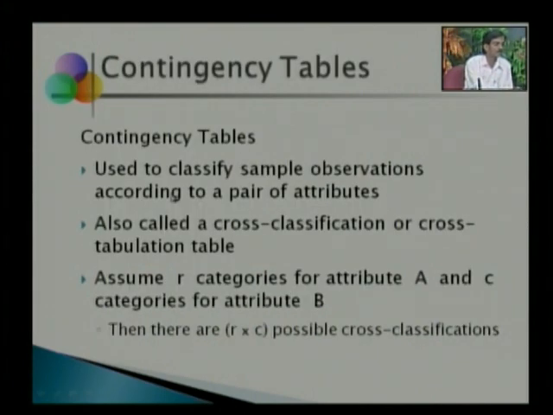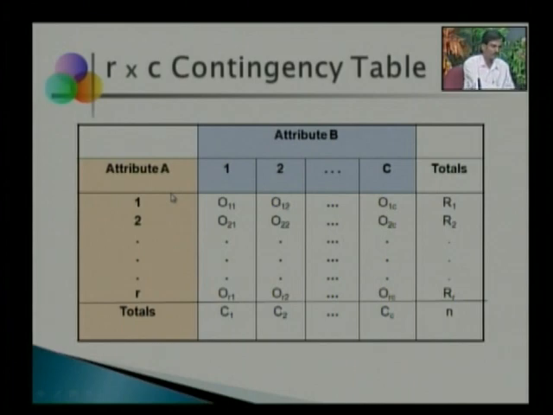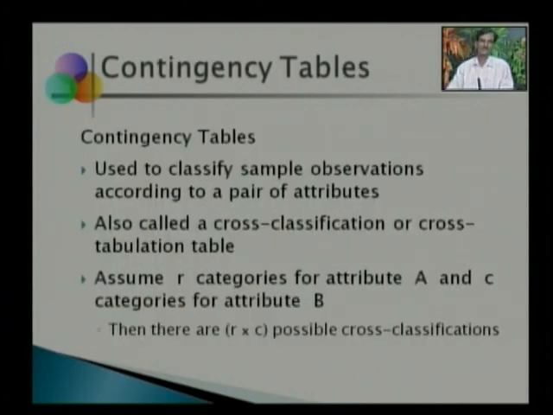So now, the contingency table. Another application of chi-square is the contingency table, that means the test of independence. So in a contingency table, what do we have? A contingency table is used to classify sample observations according to a pair of attributes. Attribute means qualitative character. So this is also called a cross classification or cross tabulation table.